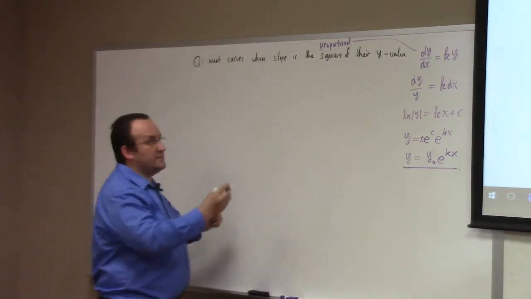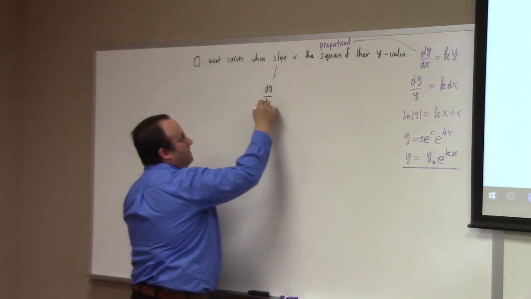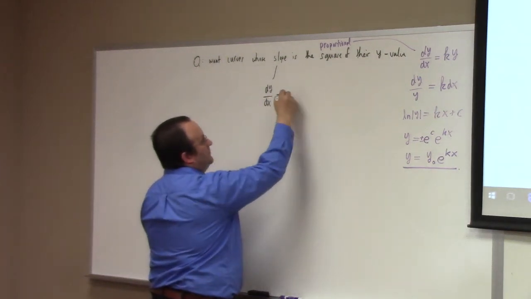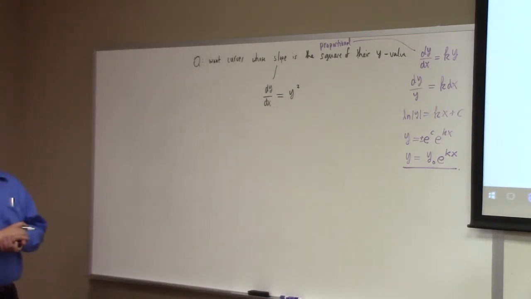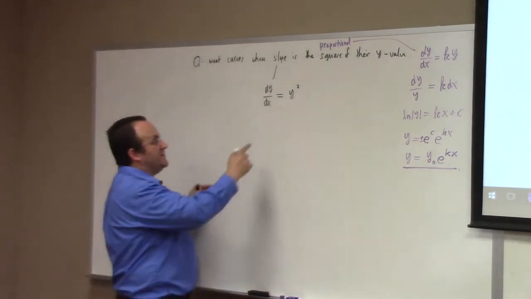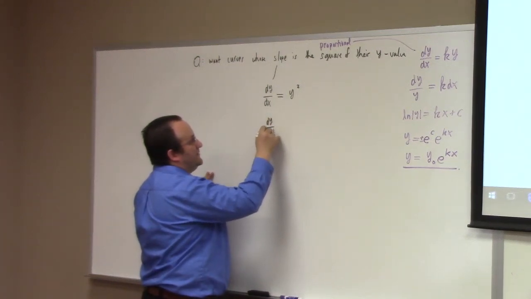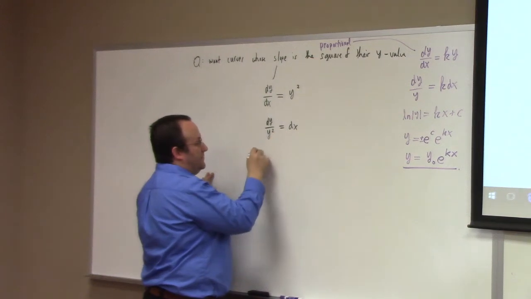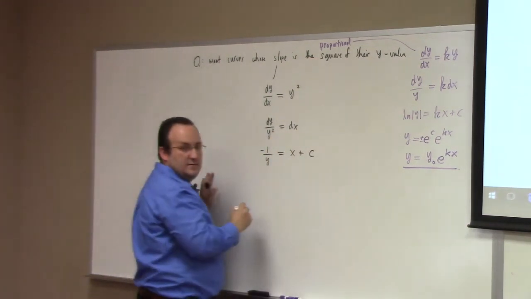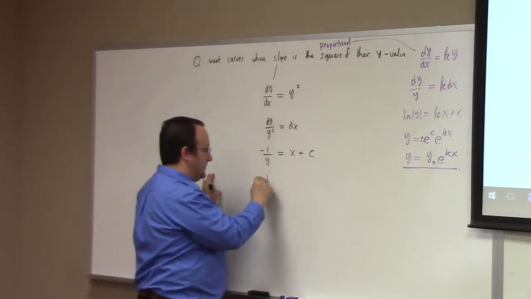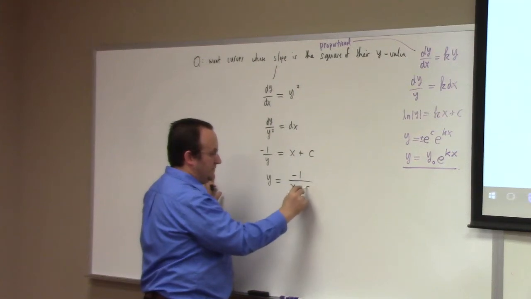We solve what? Slope is dy/dx, right? And y squared. Just solve that, and that should tell you what that family of curves is. So we get dy over y squared equals dx, minus 1 over y equals x plus a constant, right? So what does this give us? This gives us y equals minus 1 over x plus a constant.